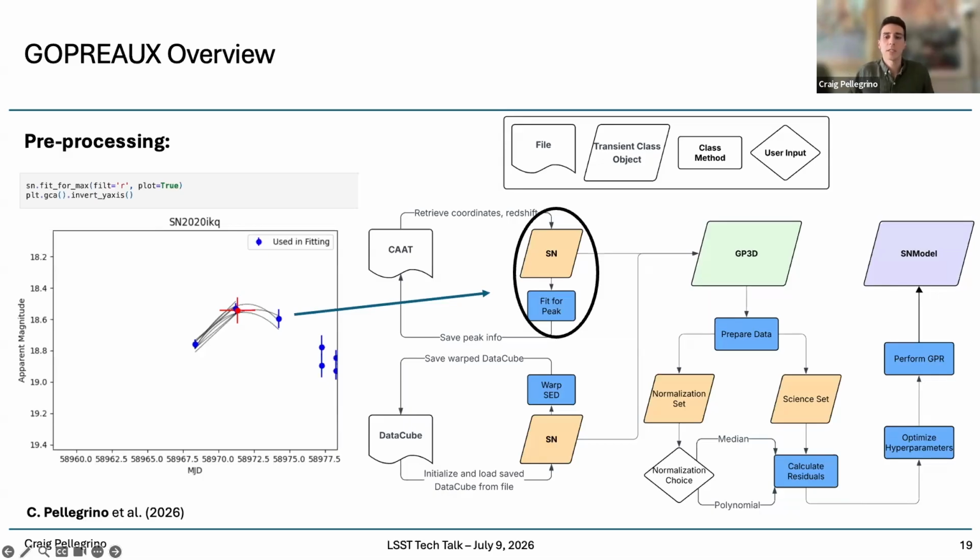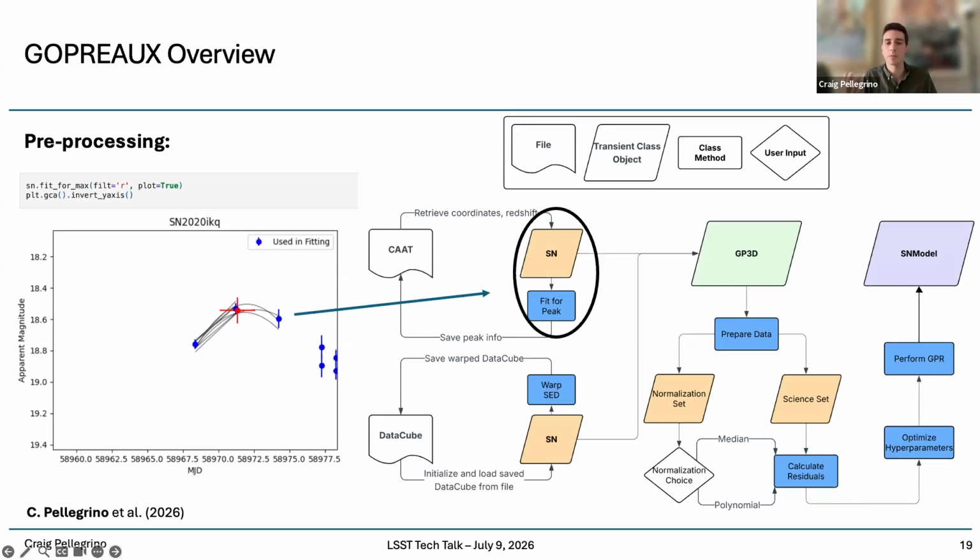So first is the pre-processing step. We first need to estimate a time and a magnitude of peak brightness for each supernova in our sample, because we need to set this as a reference point for each object so that we've normalized all objects to the time and the brightness of this peak. So we have an interactive routine to do this for each supernova that's being shown here on the top left. A user can initialize a supernova object and then use this fit for max method by specifying a different filter.